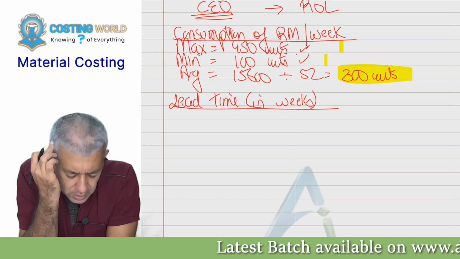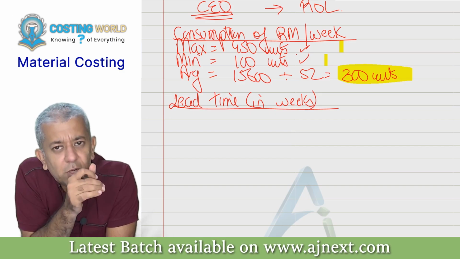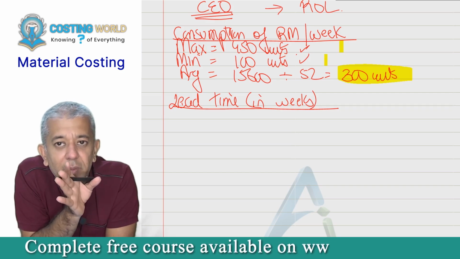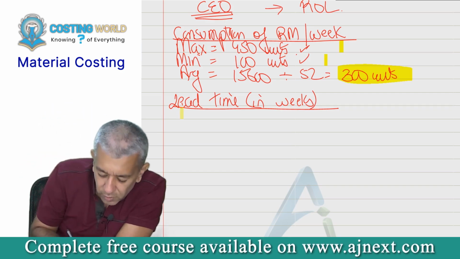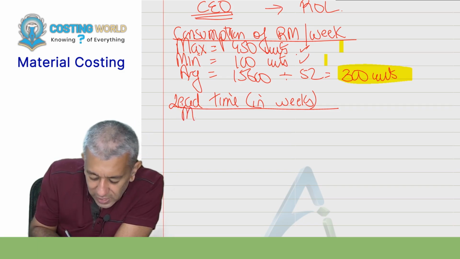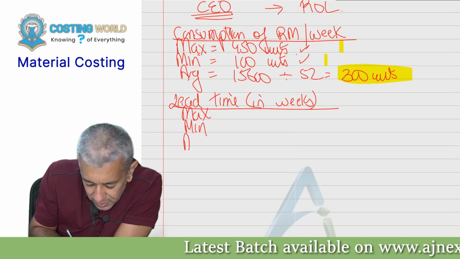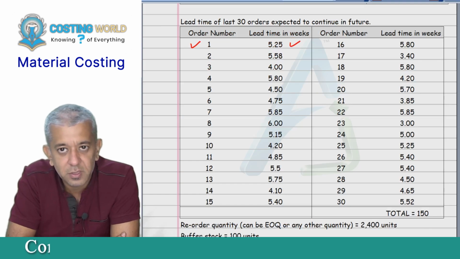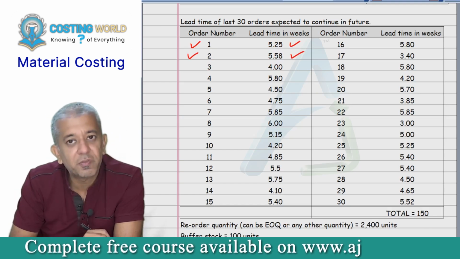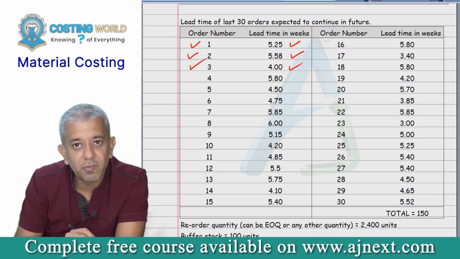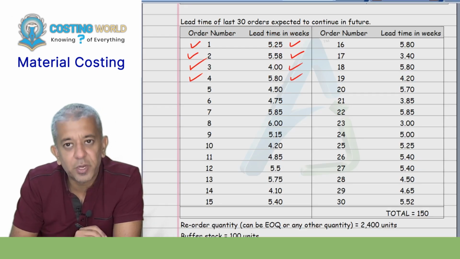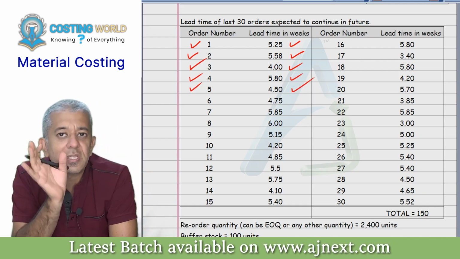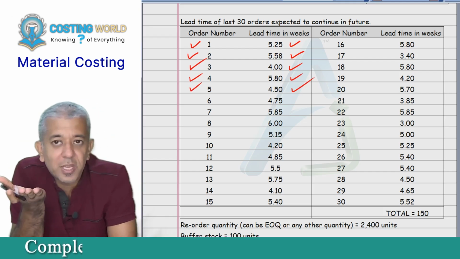He went out. Now with this supplier, I've been trading for a very long time. I thought I will try to find out in how many weeks he has delivered me the last 30 orders. So I found out the data of the last 30 orders that I have placed with him, and that report I'm giving you over here. First order, he delivered in 5.25 weeks. Second order, 5.58 weeks. Third order, 4 weeks. Fourth order, 5.8 weeks. Fifth order, 4.5 weeks, and so on and so forth. So this is the data of the last 30 orders that I have placed with him in the past.